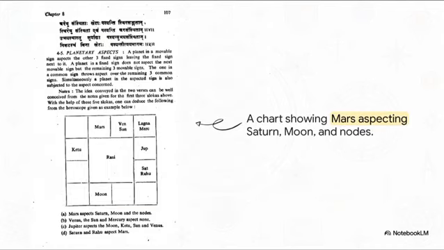Now, what's really interesting about this slide is how it takes those abstract rules and applies them to a practical chart. This square chart demonstrates a very specific layout. Take a look at Mars up there in the upper left. Based on those strict rules of drishti we just talked about, we can calculate precisely that Mars is casting its influence, or aspecting, Saturn, the Moon, and the nodes.